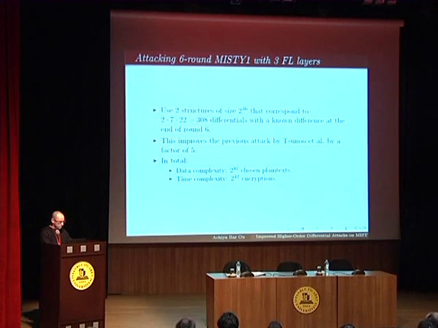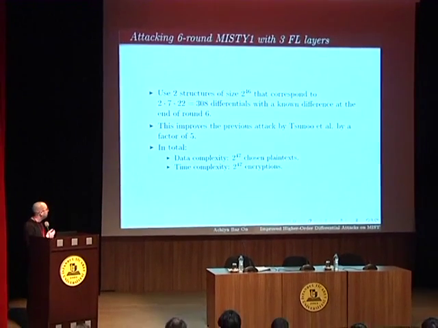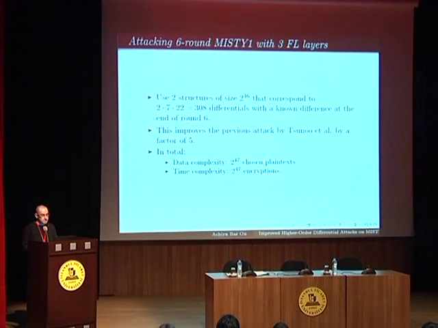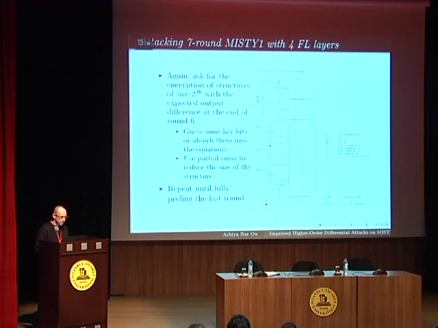Overall, the data complexity for attacking MISTY1 with 3 FL layers requires 2^47 chosen plaintexts. In fact, it requires a bit less, but since we can't use structures which are smaller than 2^46, we have to use it twice, which means we need 2^47 chosen plaintexts. This improves the previous attack by a factor of 5 in data complexity, and since the encryption dominates the time, the time complexity is also 2^47 encryptions.